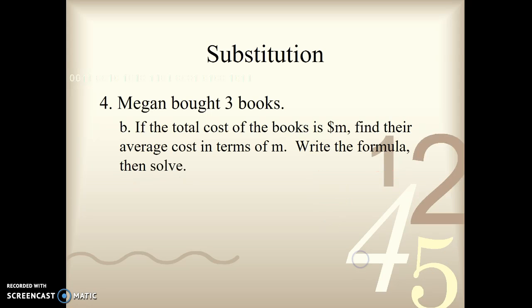All right. Now, what if the total cost of the books is $m? Find their average cost in terms of m. So Megan still bought 3 books, so that hasn't changed. But now she paid $m for her 3 books. And we want to find out what the average cost is of each book. Okay, so we're going to write that. We're still going to divide, but this time we're going to divide $m by 3. So it's going to look like that. We don't want to forget our label. So we've got our little dollar sign there.